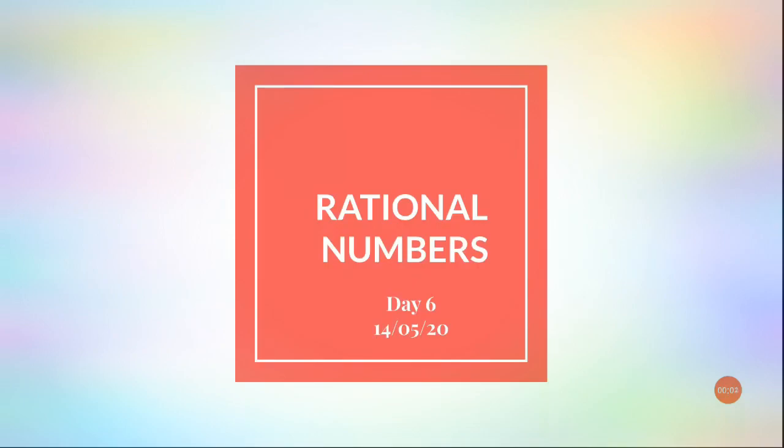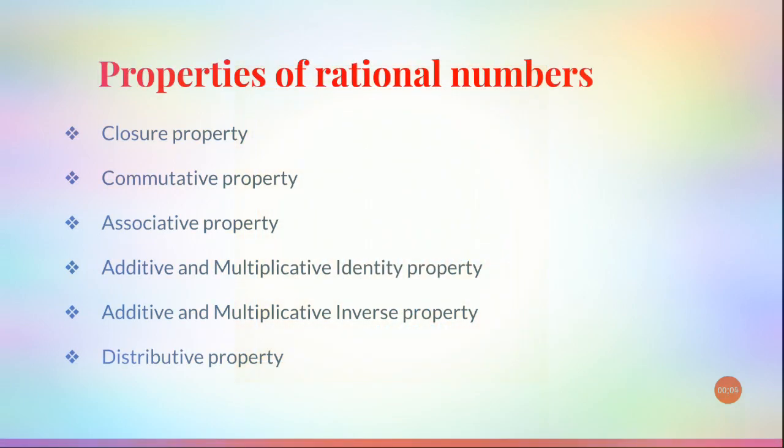Namaste children, welcome to the next topic, properties of rational numbers. In this unit there are 6 properties and today we will cover the first 3 properties, that is closure, commutative and associative property of rational numbers.